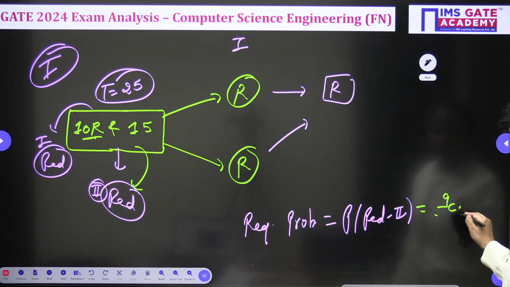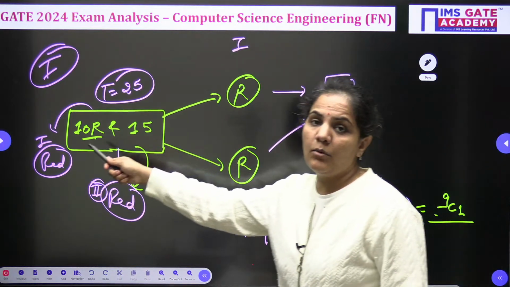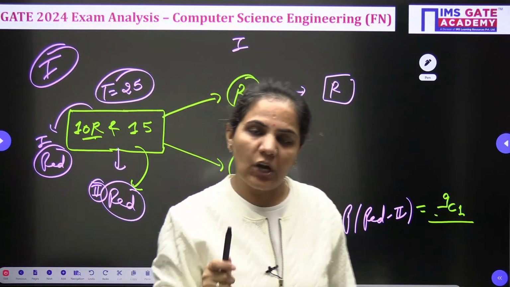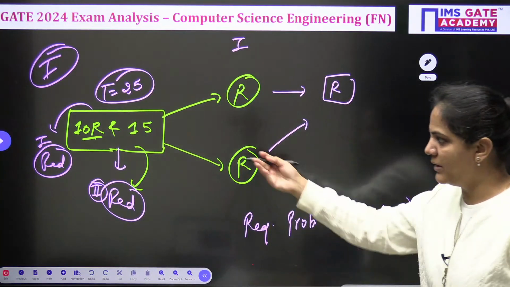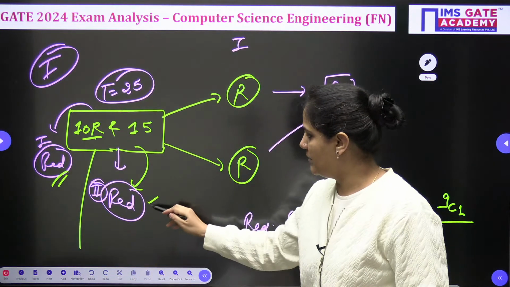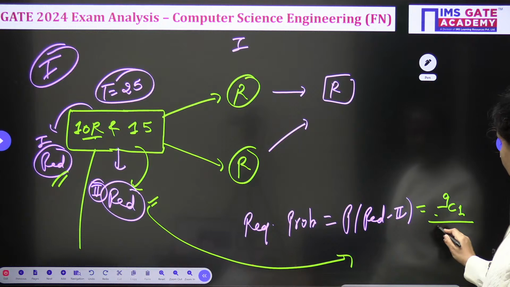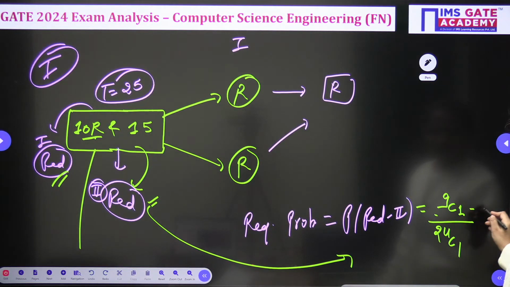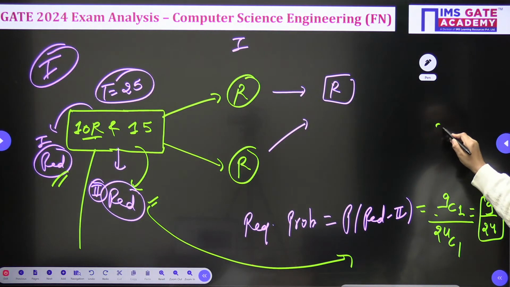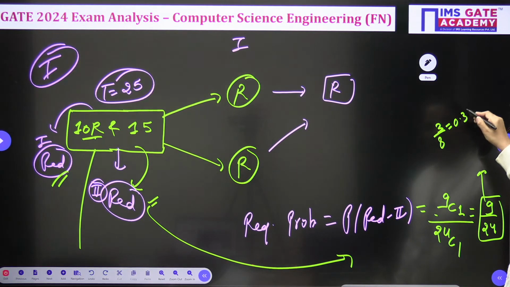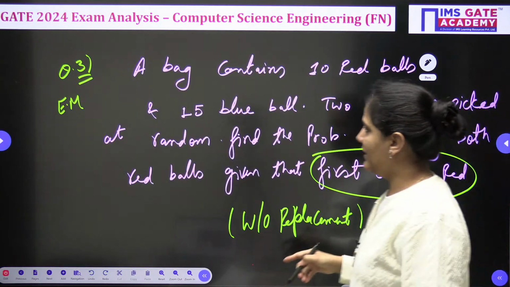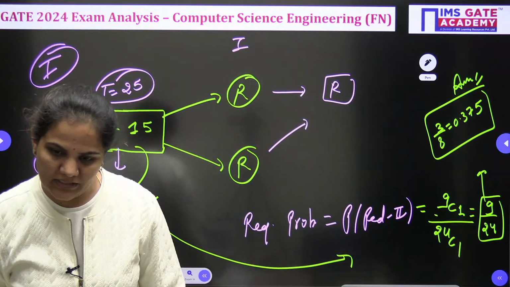So it should be 9C1 divided by, in the box earlier total 25 balls were there. Now 24 balls are remaining because one you already drew. That task is done, I am talking about the second draw. So the denominator will be 24C1. So 9C1 by 24C1 is 9 by 24. When you solve 9 by 24, it will be 3 by 8, and it will give you 0.375. I think this was a NIT question, and very easily you can write down the result 0.375.